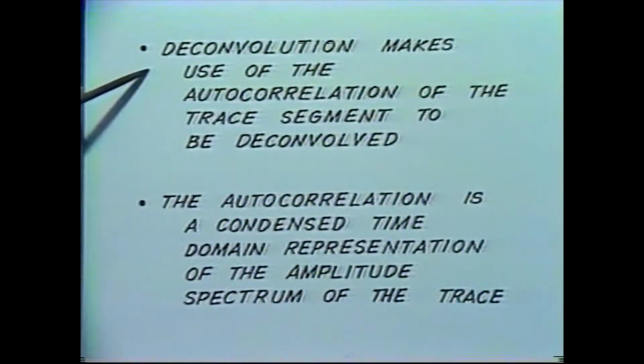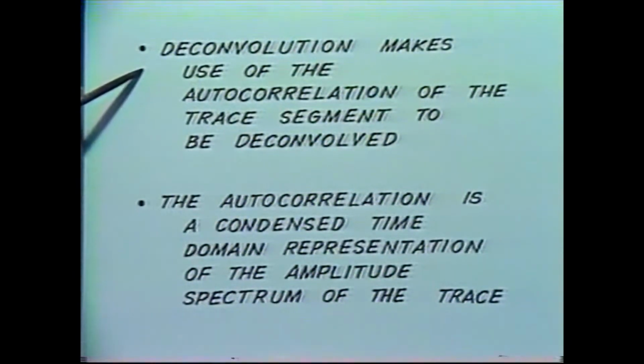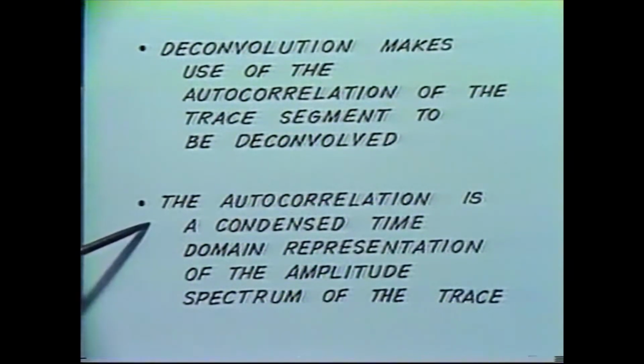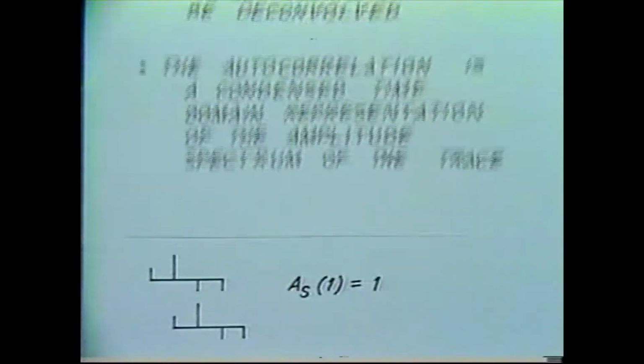The deconvolution process makes use of the autocorrelation of the trace, or in some cases just a trace segment. The importance of the autocorrelation is that it is a condensed time domain representation of the amplitude spectrum of the trace. In order to understand a little more about autocorrelations, let's go through a simple numerical example.